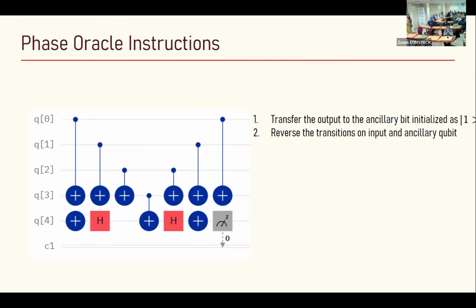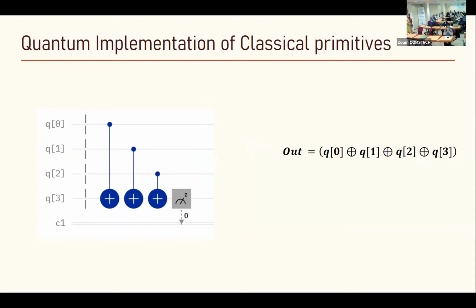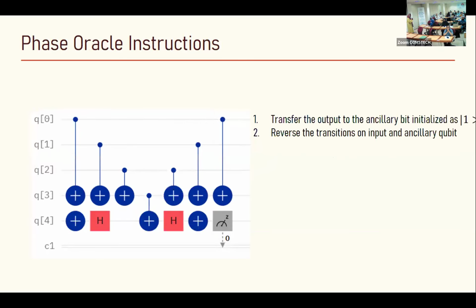Now the question was this. First, we made the binary oracle for that, right? So we translated this equation into a simple circuit. But Grover search requires a phase oracle, right? So what do we do?